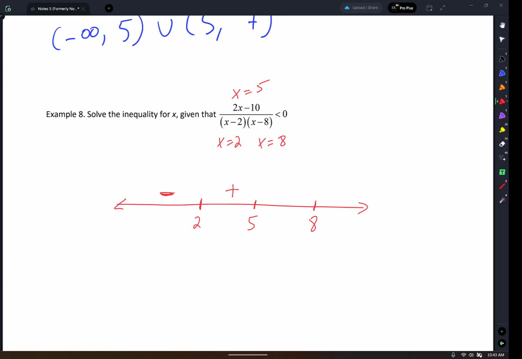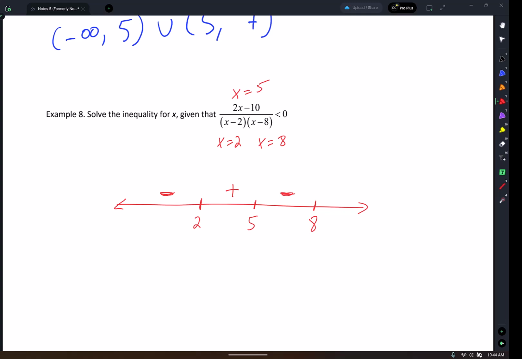Give me a number between 5 and 8. 6, 7. All right, here we go. If I plug in a 7, 2 times 7 is 14 minus 10. Is that positive or negative? Positive. So I have a positive in the numerator. 7 minus 2, positive or negative? 7 minus 8, positive or negative? Positive divided by negative. Put a minus sign between 5 and 8.